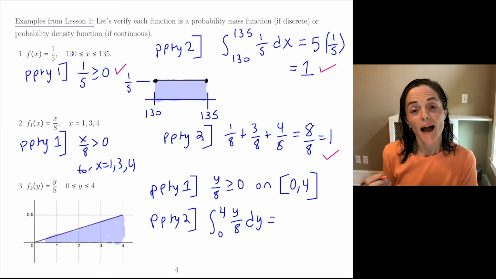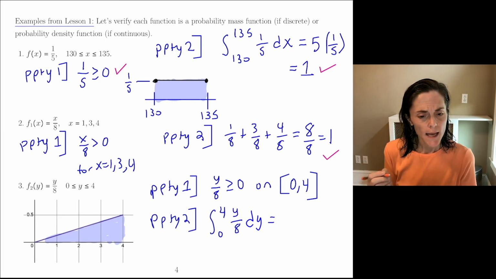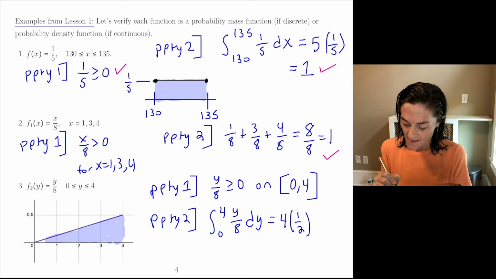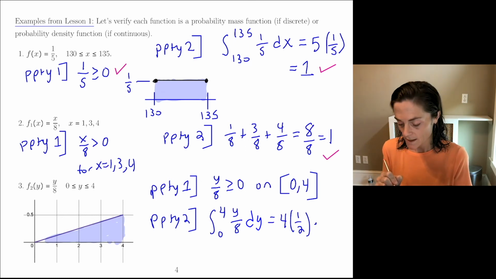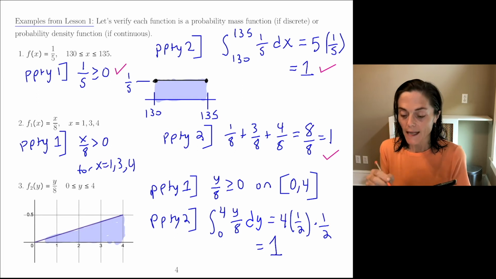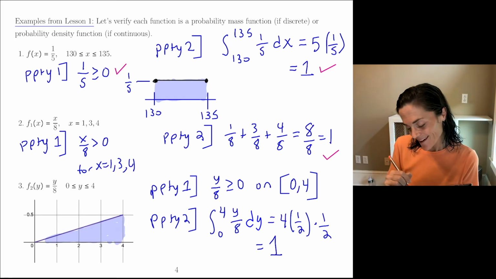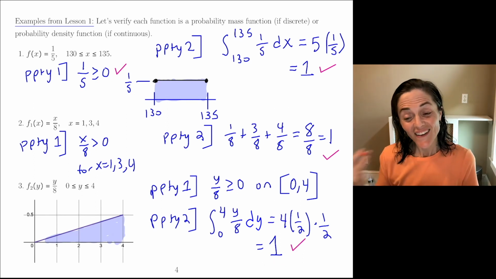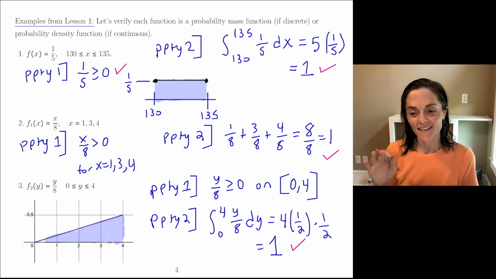Well, I'm just going to do area here. So the base is 4. The height is 1/2. And then we have 1/2 base times height. And so we get 1. In fact, I actually used this in part of my calculation in the last video. Okay, great. So we have finished these 3 problems.